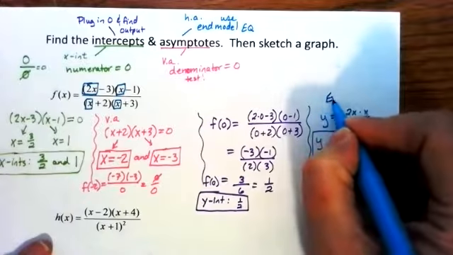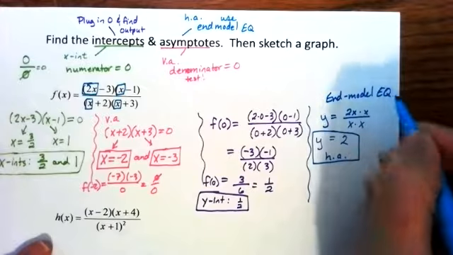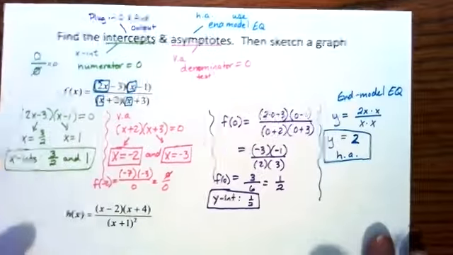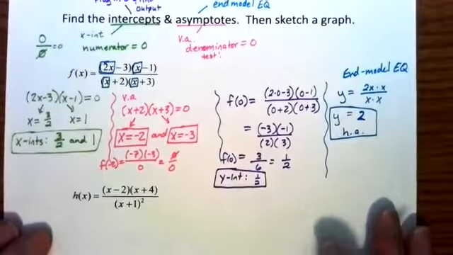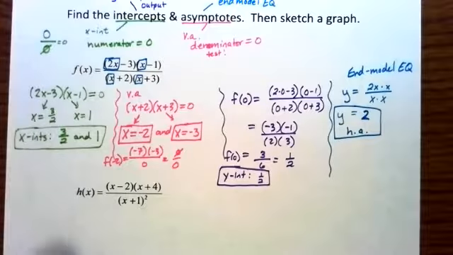Let me make a note here that I did an end model equation. Okay, and the equation is y equals 2. Okay, so that's all of it together, and now I have no room to do a graph, so I'm just going to have to get another piece of paper. We're going to do the graphs next time.